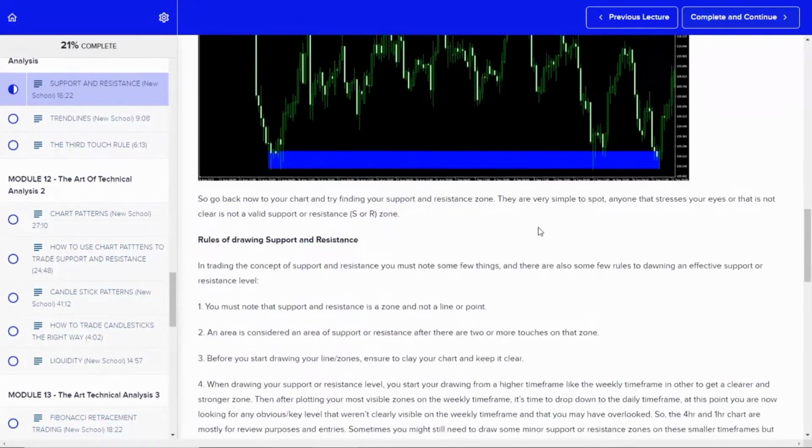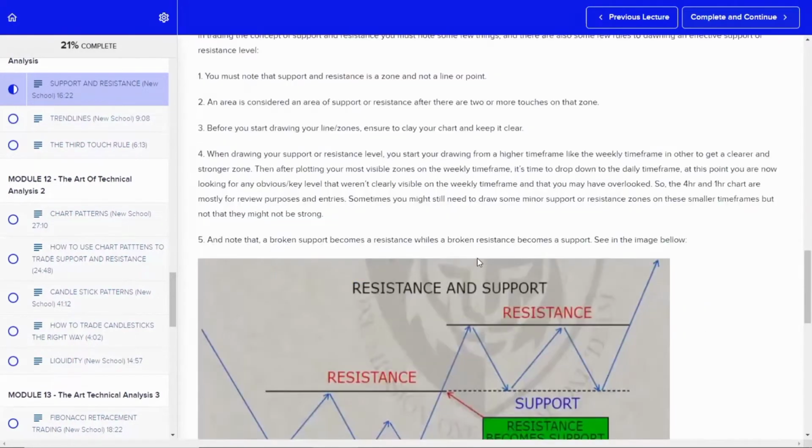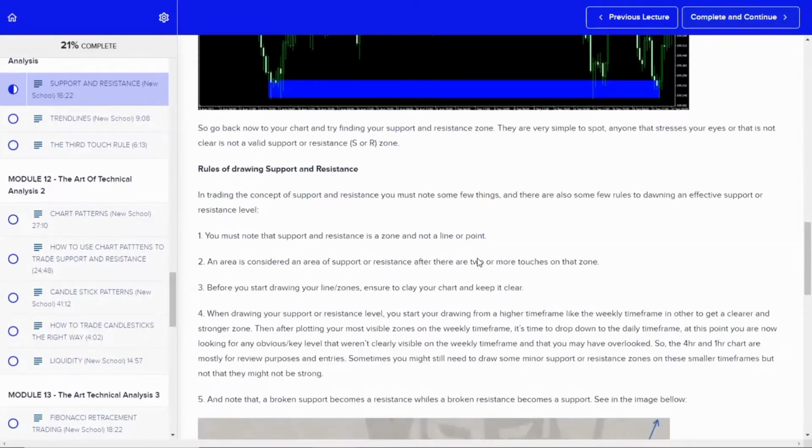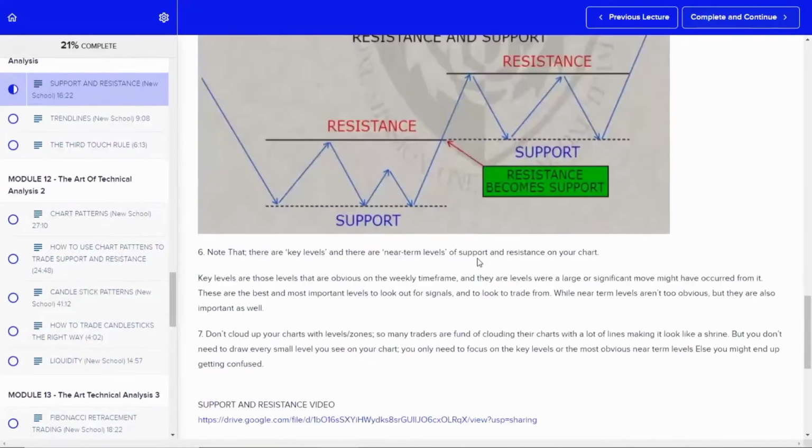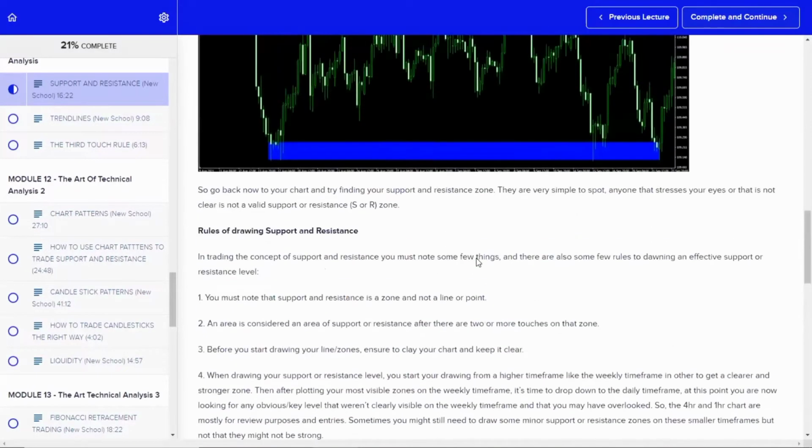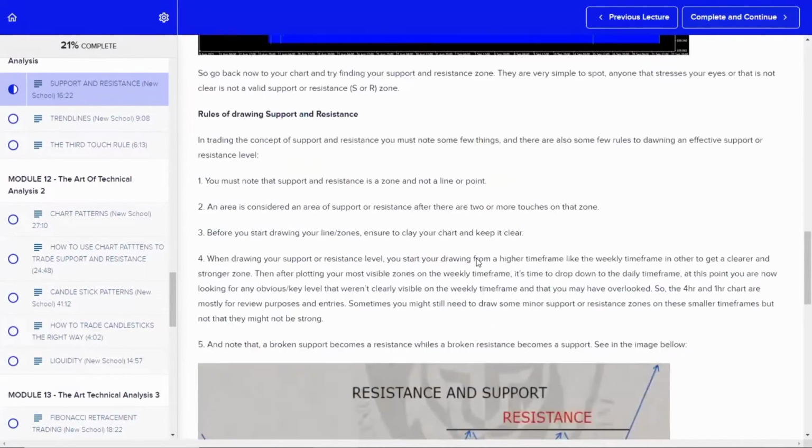Okay, so now there are some rules of drawing support and resistance that I show to my students, and I'm going to be showing you guys some of that. Now, one of the rules you have to consider when drawing support and resistance is that you must note that support and resistance is a zone and not a line. Whenever you want to draw support and resistance, note that support and resistance are zones and not lines.